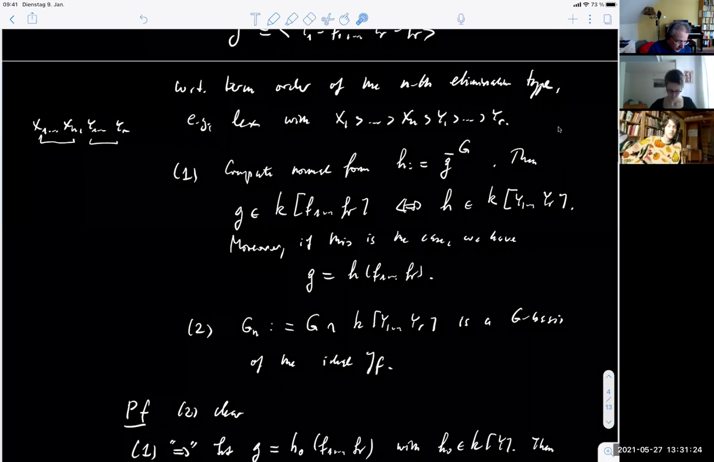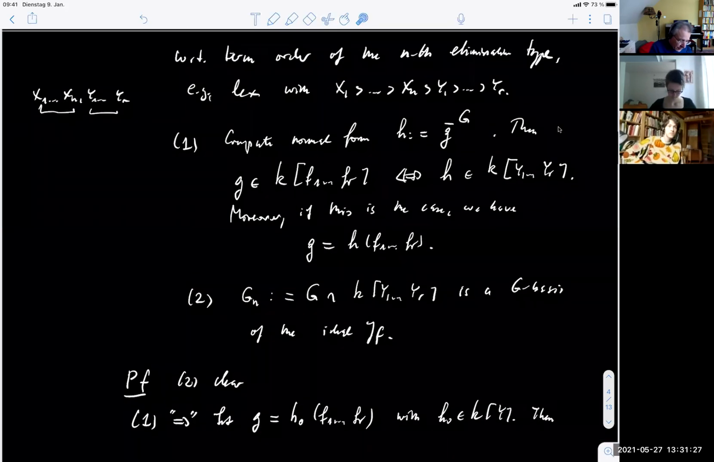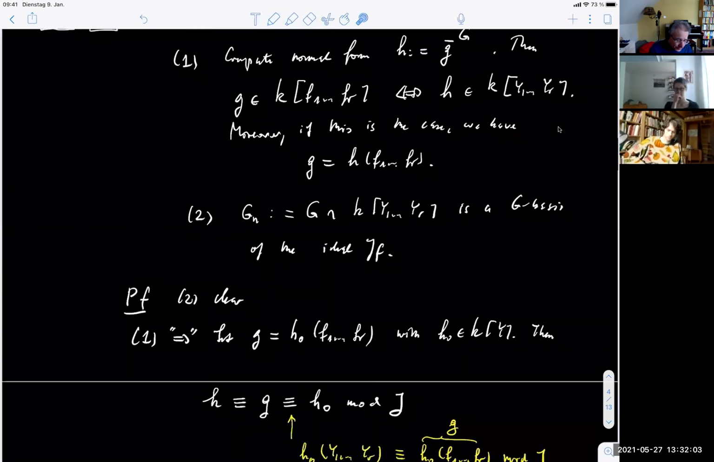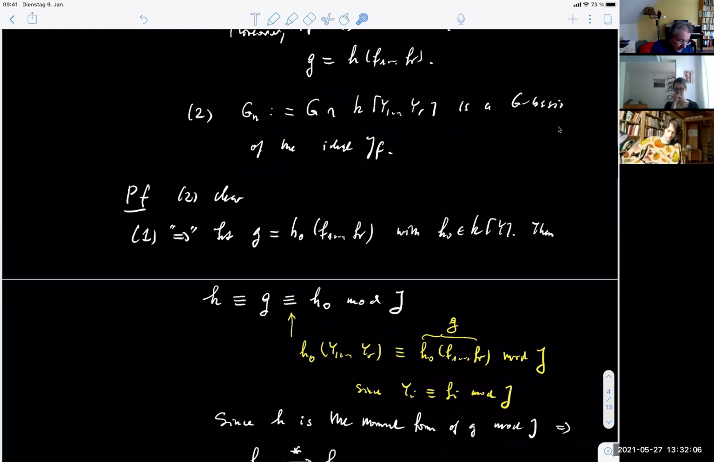I think we first did this direction. I have a polynomial g and make division with remainder. I take the remainder, which I call h. The claim is that if my g lies in the subalgebra, then this normal form should only depend on the y variables.